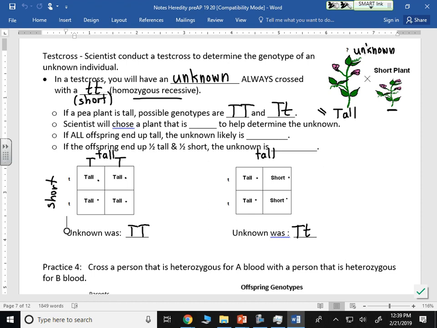So again, what we're trying to do is figure out an unknown, and researchers are always going to cross an unknown with your homozygous recessive individual to help you determine that unknown. If all the offspring end up tall, then we know that the unknown was big T, big T. If about half and half, then we know they're heterozygous for that trait.